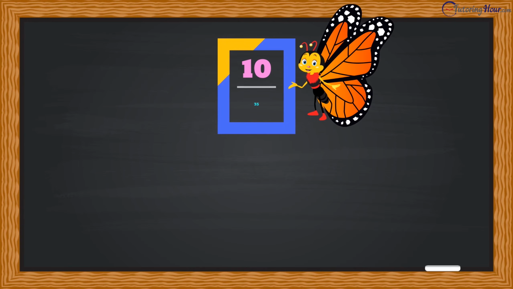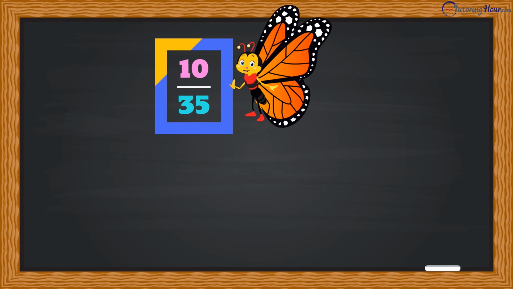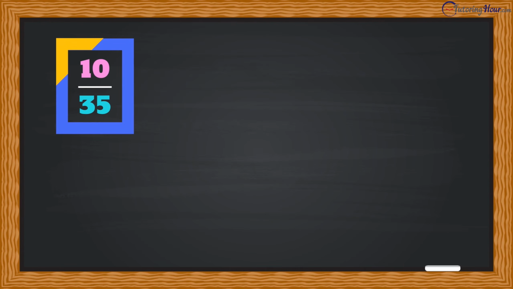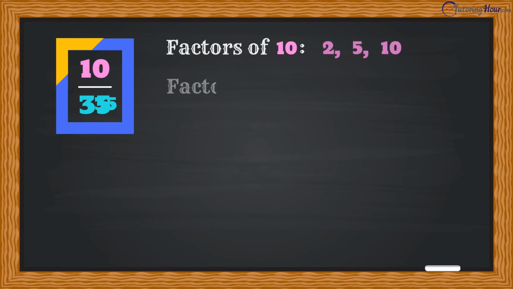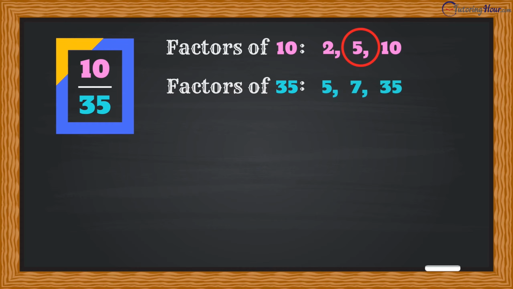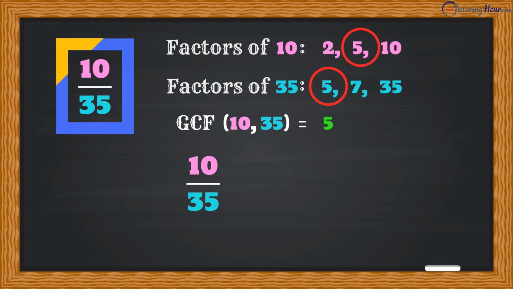The fraction is 10/35. Before we leap in, let's list out the factors of the numerator 10, and they are 2, 5, and 10. The factors of 35 are 5, 7, and 35. The factor 5 is common to the numerator and denominator, hence 5 is our GCF. Now, we'll divide the numerator and denominator by 5.